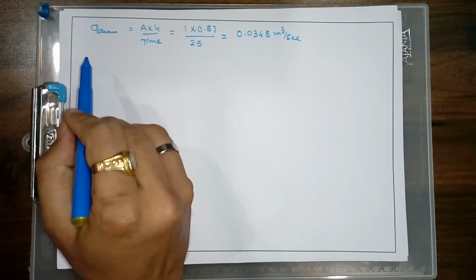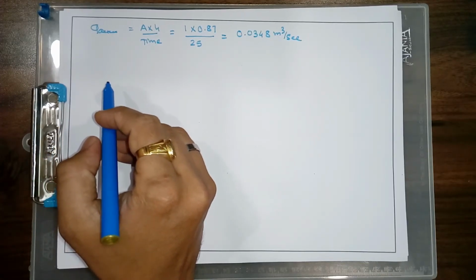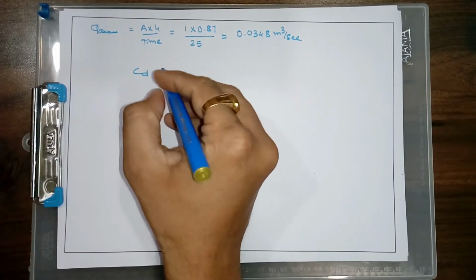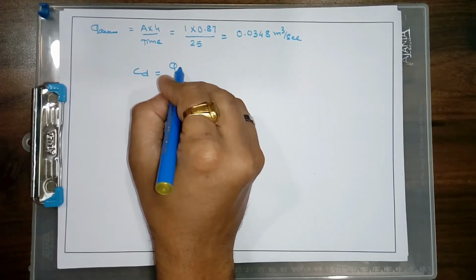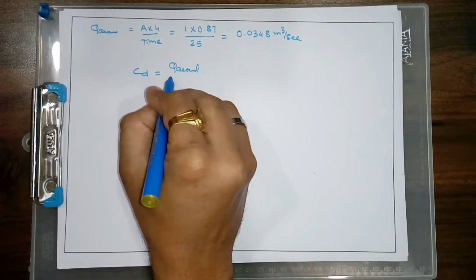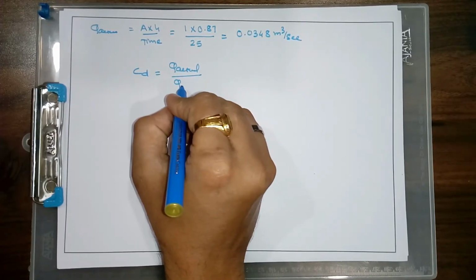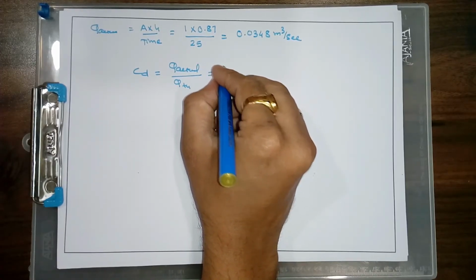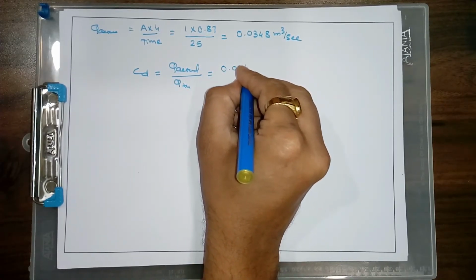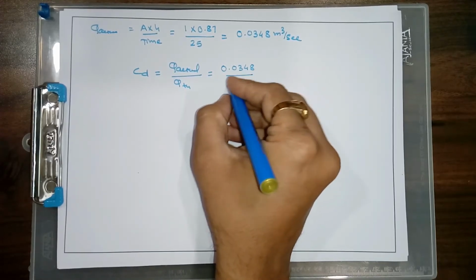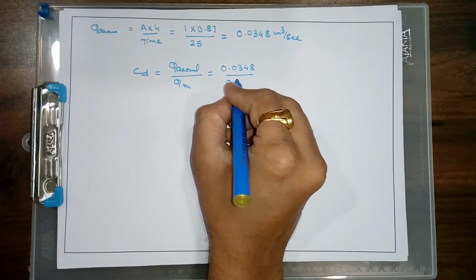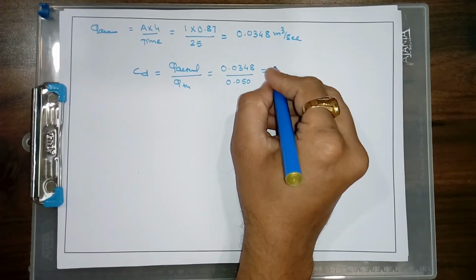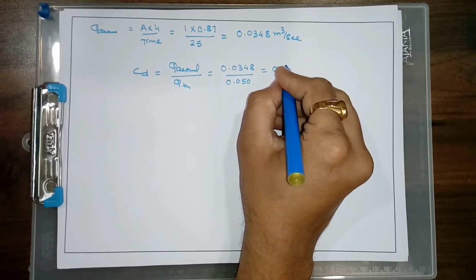Now on the basis of the actual discharge and theoretical discharge, we calculate the CD. So CD equals Q actual divided by Q theoretical. Q actual is 0.0348 and the theoretical discharge is 0.050. So we get the coefficient of discharge, 0.696.